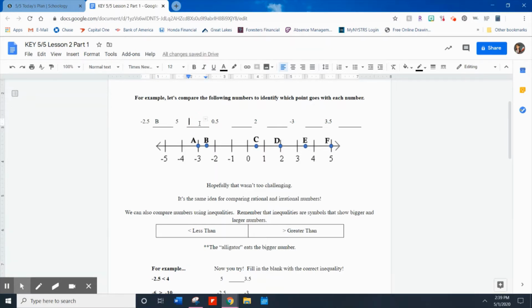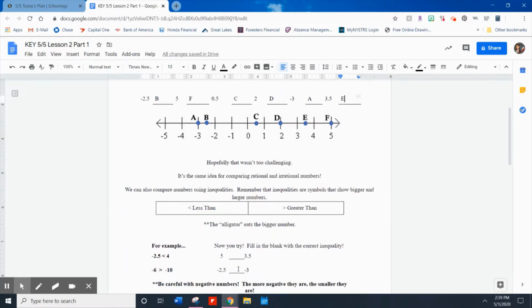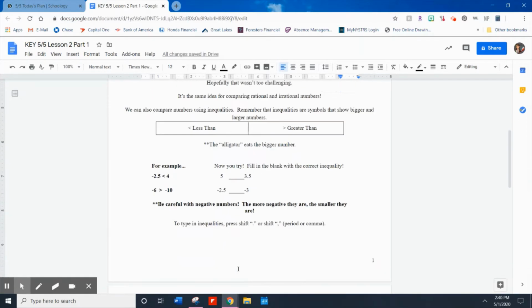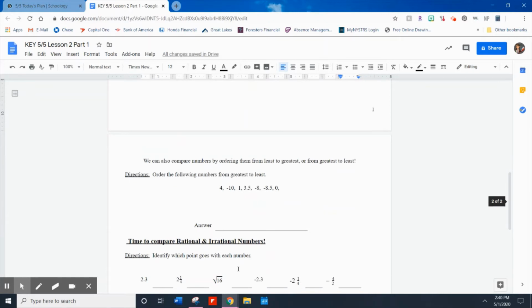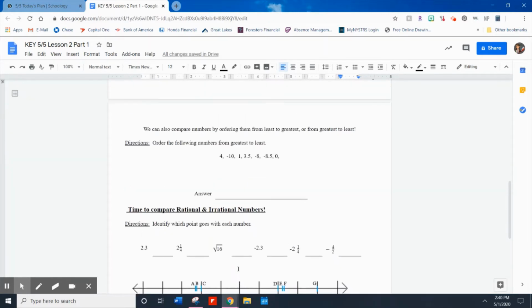I want you to pause the video right now and fill in the rest of those. Tell me where each number falls and what letter it corresponds to. Okay, check your work with my work. Like I said, hopefully that wasn't too challenging. It's going to be the same idea for comparing rational and irrational numbers. Okay, so we'll get to some examples when we get to some more practice.